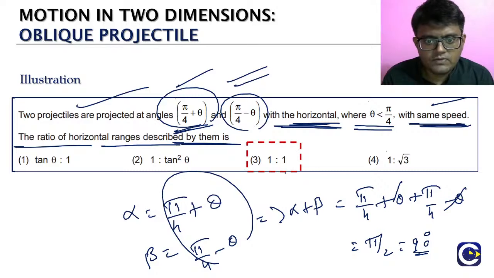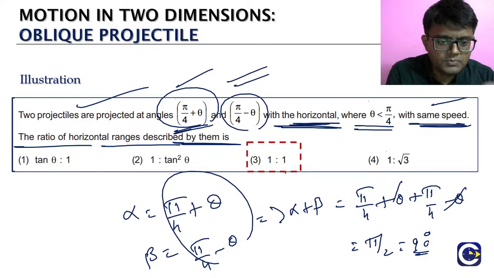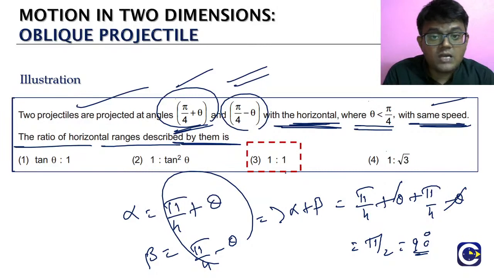Both of them will have the same range. We don't need to substitute and solve again, because we already have the standard result. If the angles of projection are complementary and the velocities are the same, then both of them will have the same range.